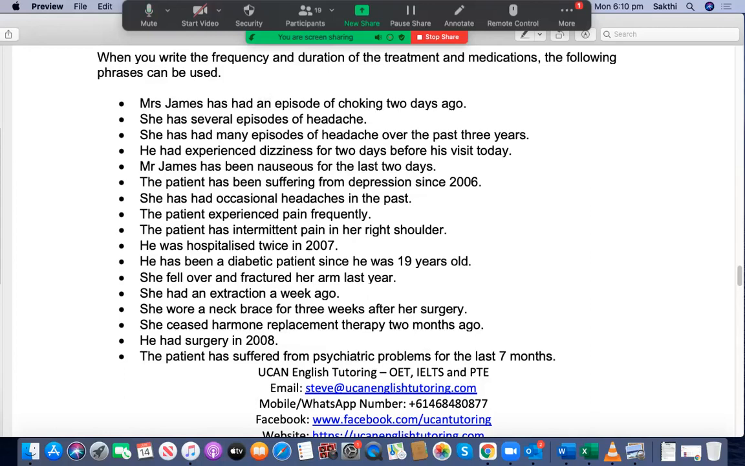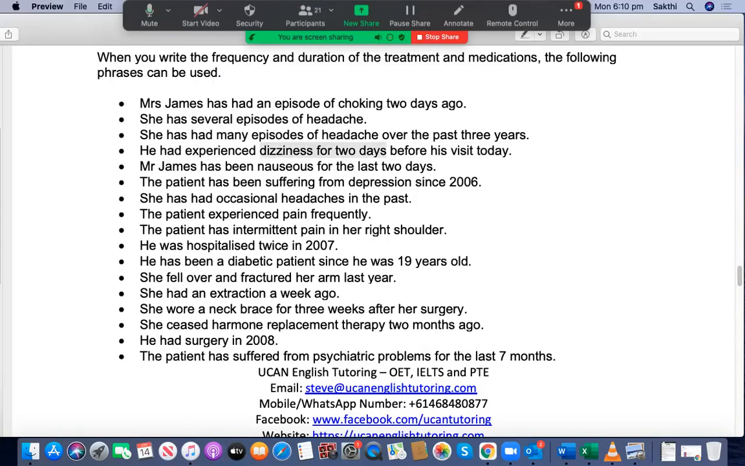Look at this one. She has several episodes of headache. I have used a plural noun here. Good. She has had many episodes of headache over the past 3 years. You can also use many. Various, many, several. He had experienced dizziness for 2 days before his visit today. So before he arrived at the hospital today, he has had dizziness for 2 days.